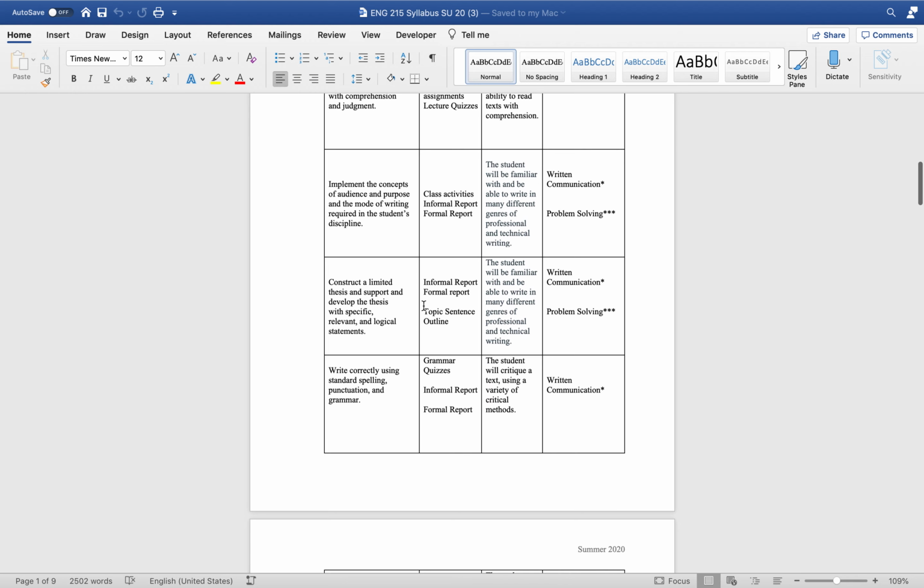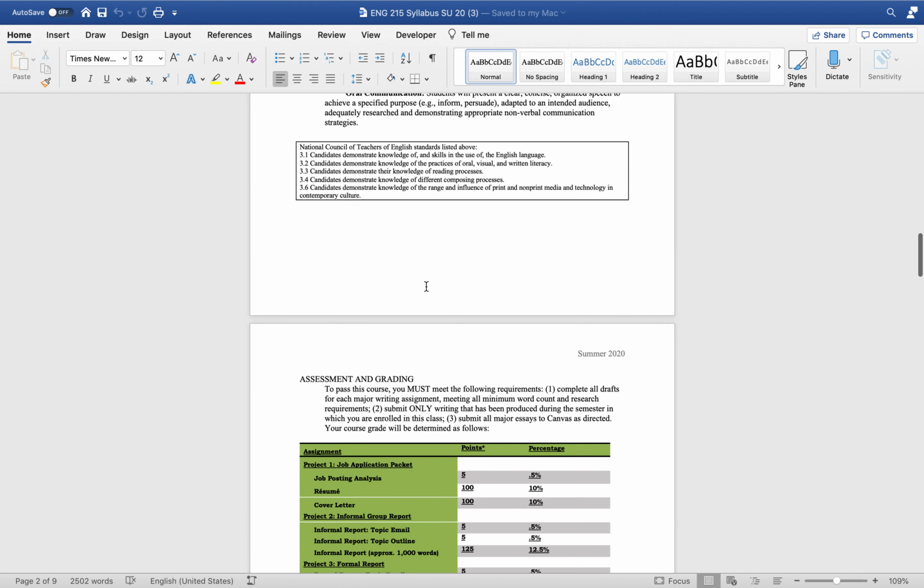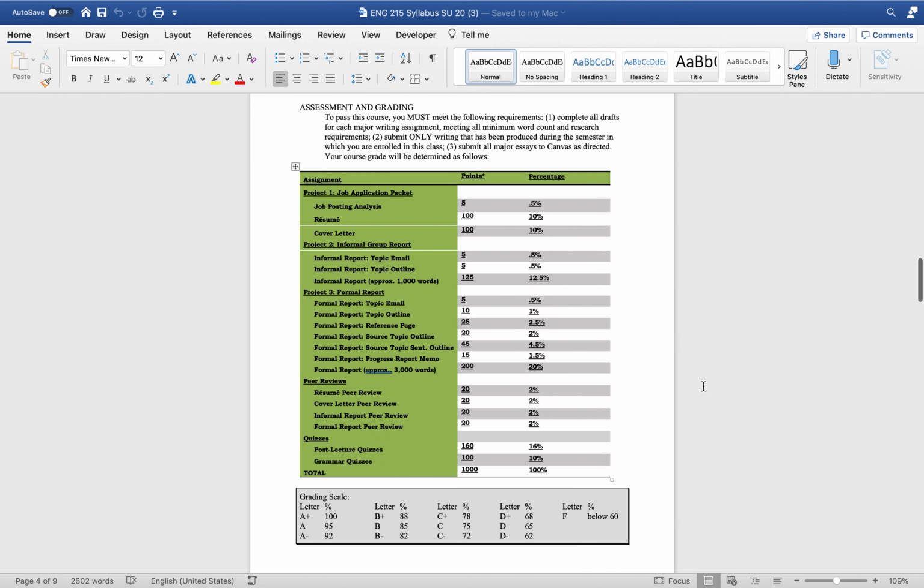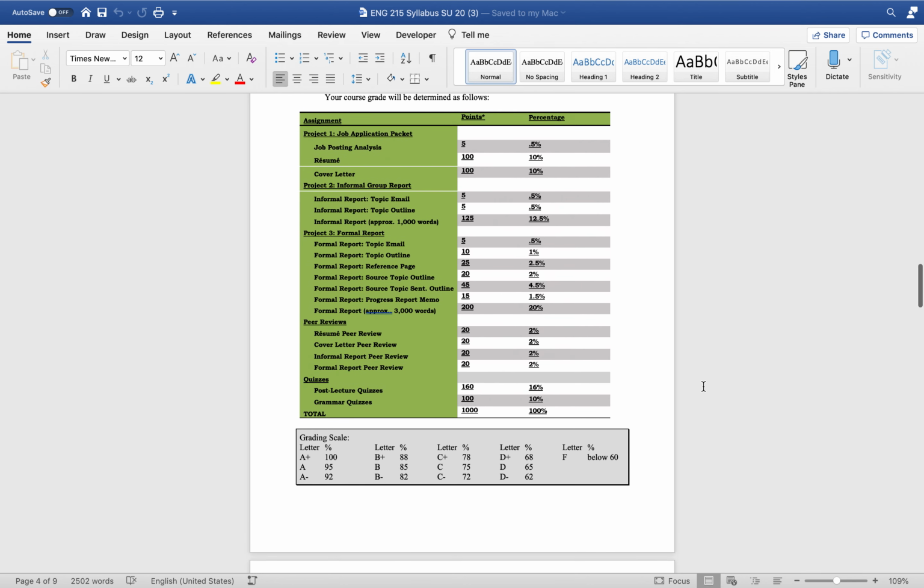So here you have the course learning outcomes. You shouldn't really need any of those. Here are the specific assignments that we will have over the course of this class. We're going to have a job posting analysis, a resume, and a cover letter for Unit 1, which is the job application packet. For project number 2, we're going to write an informal report individually. So we're going to identify a topic, we're going to create a topic outline, and then actually write a first and final draft of that report.